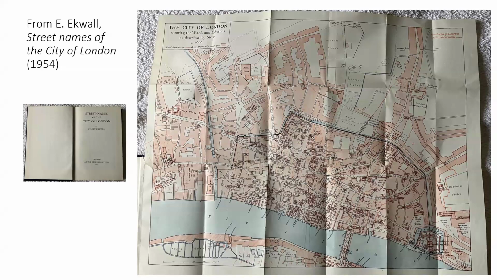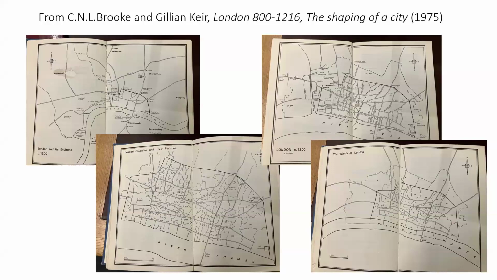There are other mappings. So, for example, Christopher Brooke and Gillian Keir included these outline maps in their book London 800 to 1215, The Shaping of the City, published in 1975. And Christopher Brooke was at the time working with the Historic Towns Atlas. He may have hoped that that would appear soon after the book, though in fact it took another 14 years to appear. So when I myself began to research on the topography of the port of medieval London for my PhD thesis in the 1970s, this was what was available.